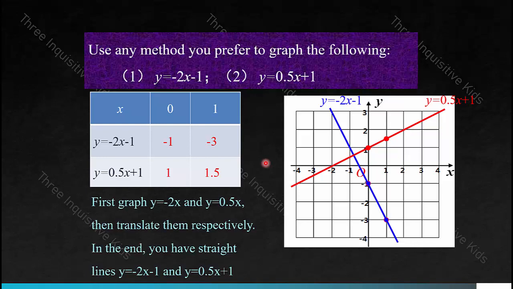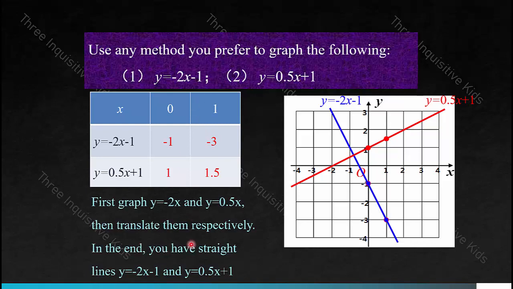But you can also first graph proportional functions. y is equal to negative 2x and y is equal to 0.5x. So what you're doing right now is turning these linear functions and getting rid of their y-intercepts to turn them into proportional functions. After you have those two plotted, just translate them. Translate in math means to move it without changing the size. So you can move them around on the plane according to their y-intercept.